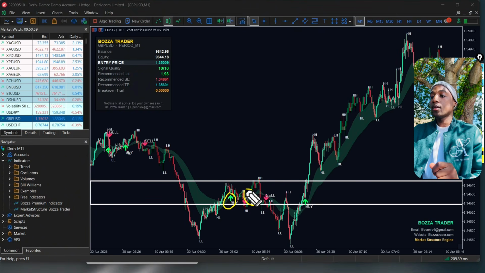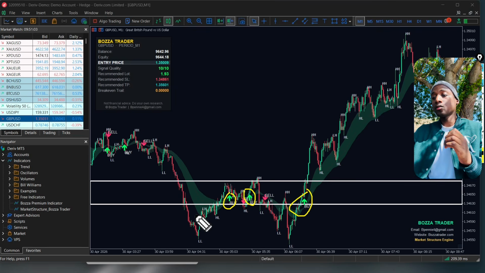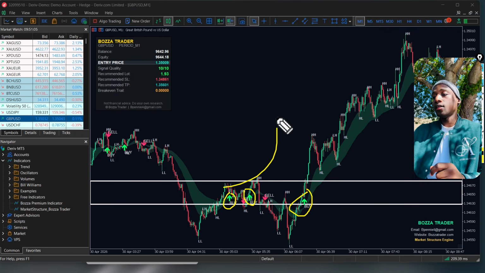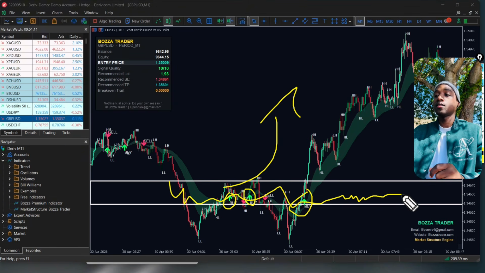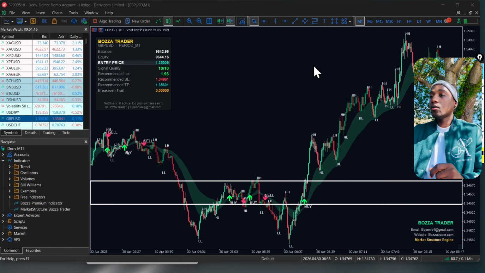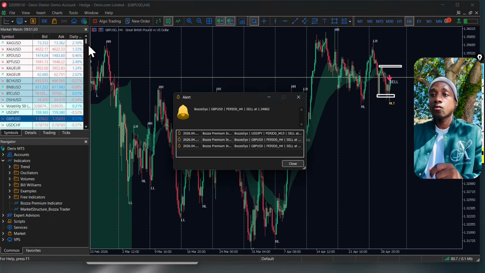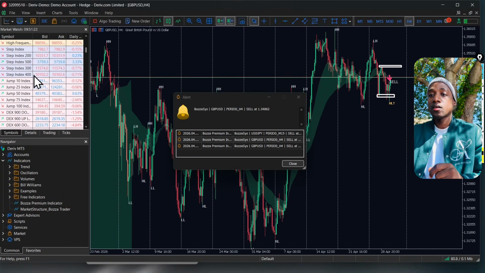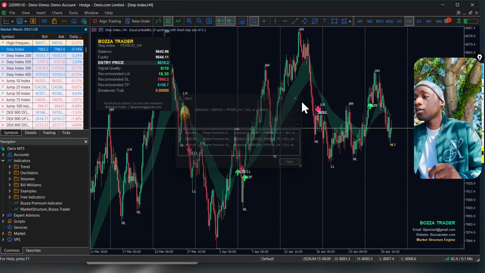We know the area where we buy. We just use this indicator to confirm that we are indeed on a buy entry, as long as the chart gets in our box, which is the support box. It's that simple. So we take a buy. Now we can look at one last example for a different asset. We can look for step index.